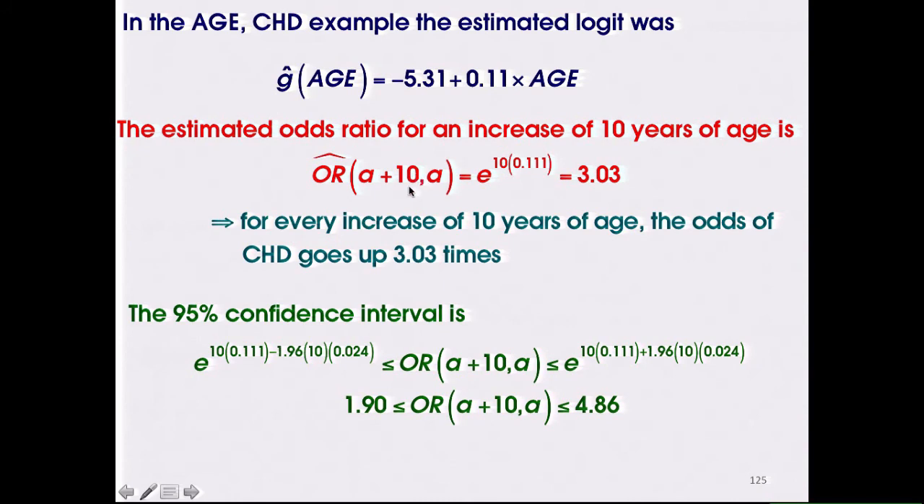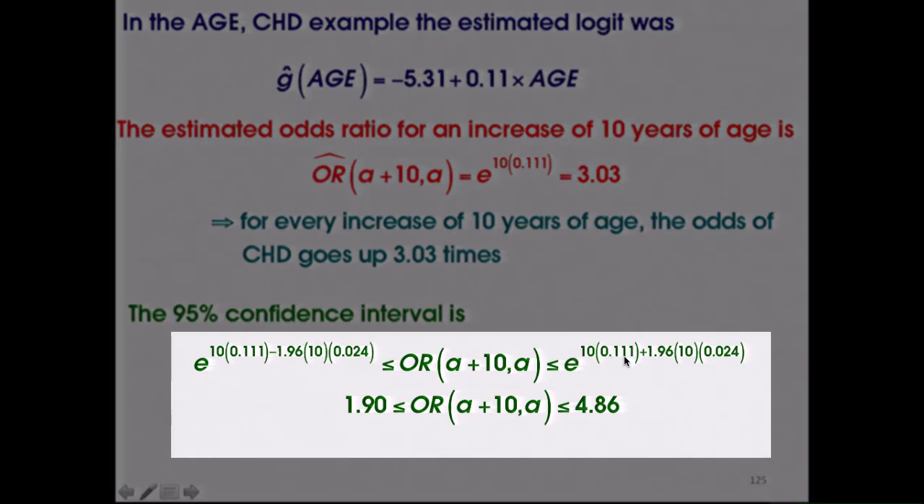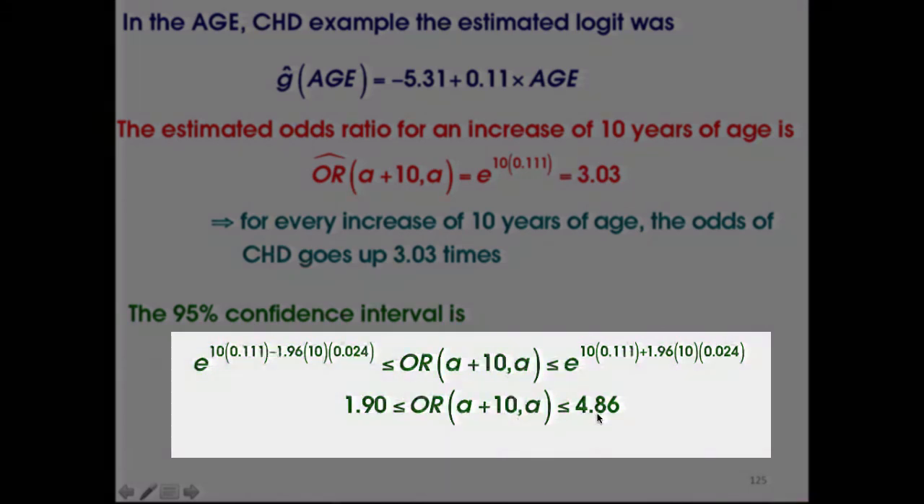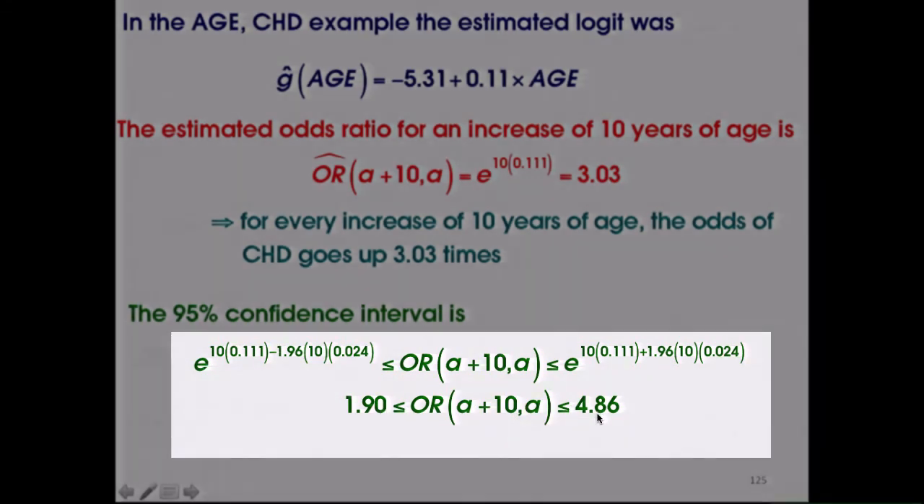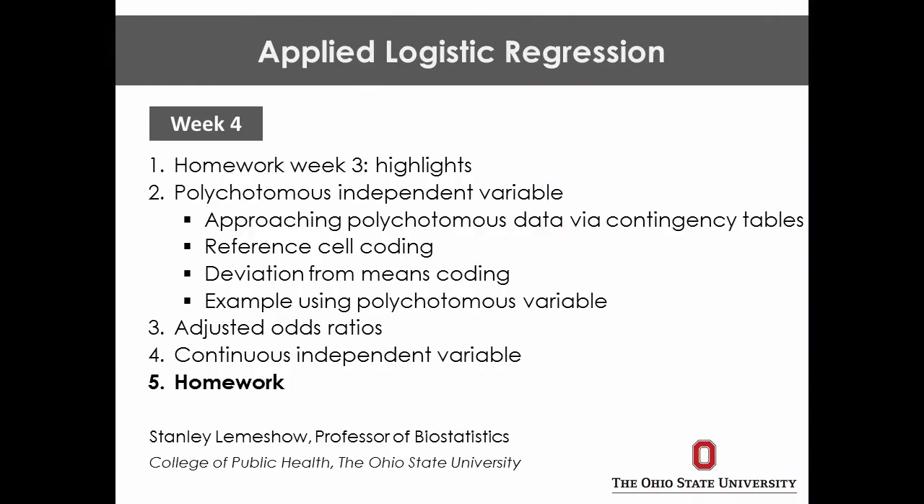The 95% confidence interval for the odds ratio, you would take 10 times the coefficient, plus or minus 1.96 times 10 times the standard error. Okay, and so then you get a confidence interval of 1.9 to 4.86. Okay, so I hope that's clear.